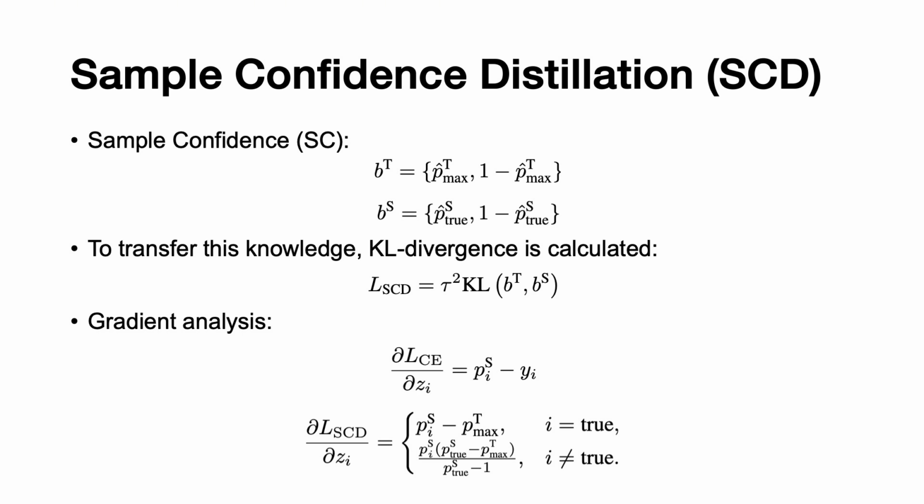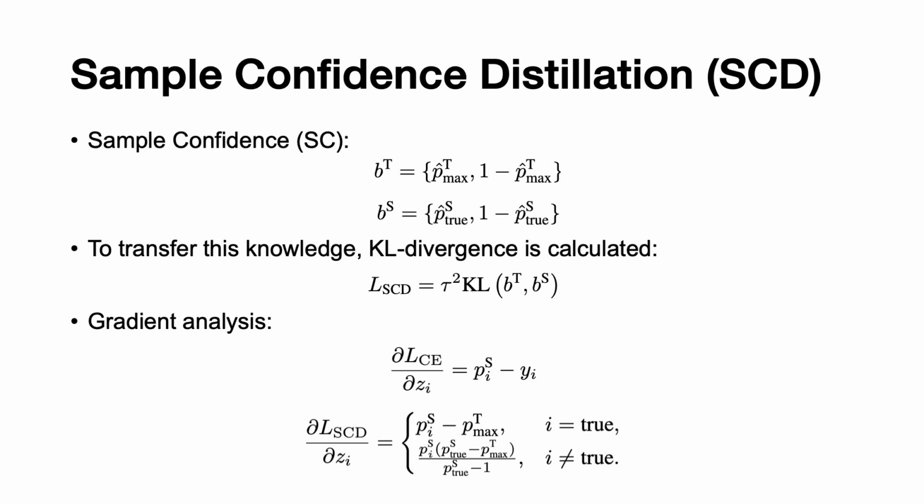Sample confidence, SC, represents the binary distribution derived from the logits. It encapsulates the model confidence for each sample, thereby aiding the student model in generating proper confidence predictions for the true class without unduly restricting the distribution for other classes. In the context of teacher knowledge, one component of the SC is the maximum predicted probability value, while the other component is the sum of the predicted probabilities for the remaining classes.